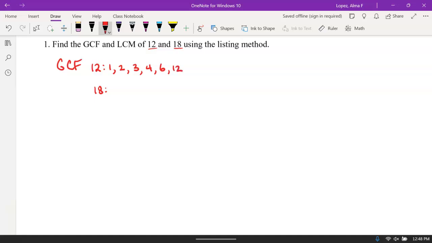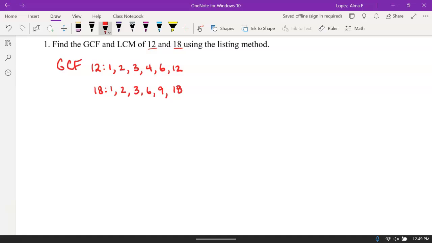Then we'll do the same thing for 18. 1 is always going to be included. 2 divides into it evenly. The number 3, of course, because 3 times 6 is 18. 4, no. And you can always do division or multiplication off to the side to find these. The number 6, the number 9, and the number 18.